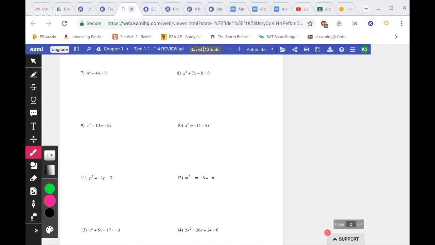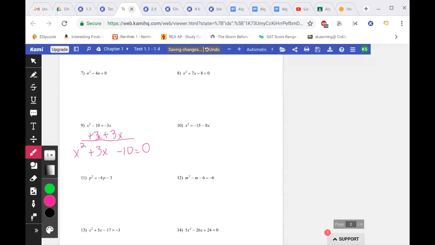Okay. So what I need to do in order to solve these is I need to get it in standard form in order to factor them and solve. So I'm going to bring this 3x over to this other side. Okay. Like that. And then I would have x squared plus 3x minus 10 equals 0. And then I'm going to factor it like normal.